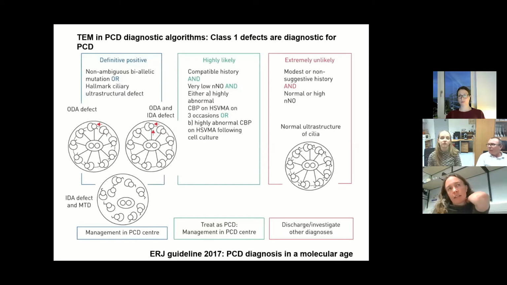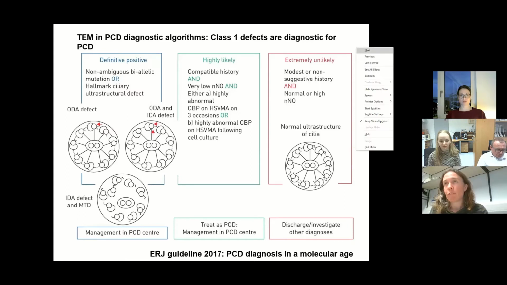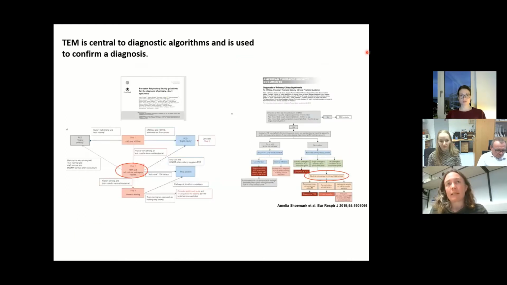So these three defects I've described are the class 1 defects. If you find one of these defects, then that is definitive, it's positive as a diagnosis for PCD. So that patient has PCD without the requirement for any further tests, in the same way as if you find a non-ambiguous biallelic mutation in a PCD gene. And that makes it a useful test for confirming the diagnosis of PCD.